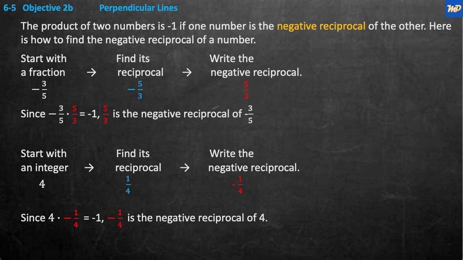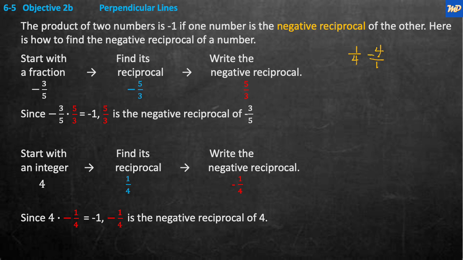Okay, continue on with objective 2, perpendicular lines. So the product of two numbers is -1 if one number is the negative reciprocal of the other. The idea is that the negative reciprocal is you flip the number over. So if it's a fourth, it becomes 4 because you flipped it over. Again, 1/4, the reciprocal of that is 4 over 1, right? You flip the number on its head. The negative reciprocal is you just take the number, flip it, and then add a negative sign.